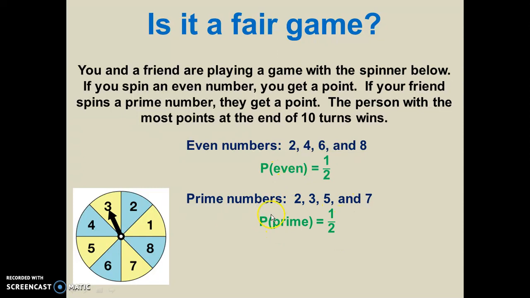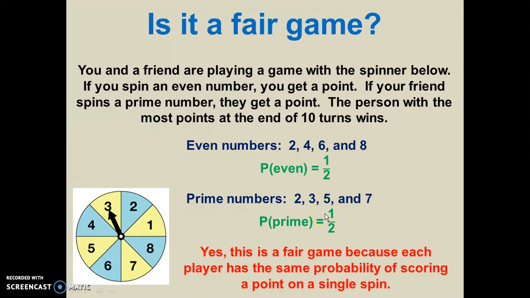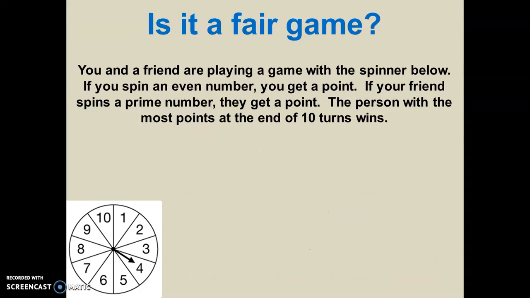So if both you and your friend have an equally likely chance of scoring a point, that indicates to us that yes, this is a fair game, because each person has the same probability of scoring a point on an individual spin and therefore is equally likely to win the game. All right, let's look at another one.